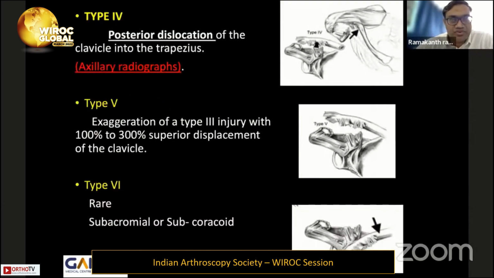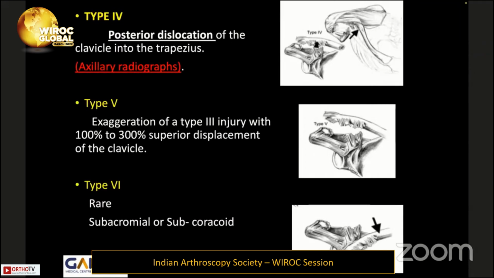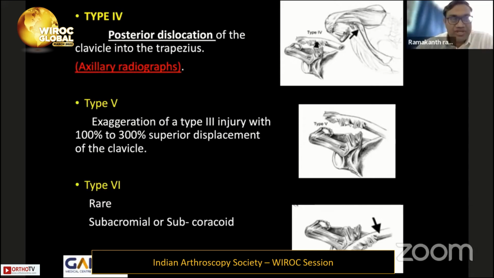Type 4 is posterior dislocation, where the clavicle may buttonhole into the trapezius and trapezius fascia, which can be identified in axillary radiographs. Type 5 is an exaggeration of type 3, with more than 300% dislocation superiorly, and type 6, which is a very rare type, is subacromial or subcoracoid dislocation.